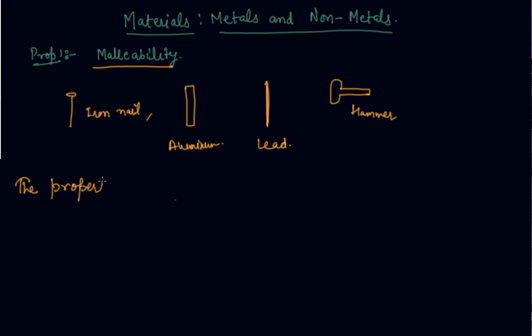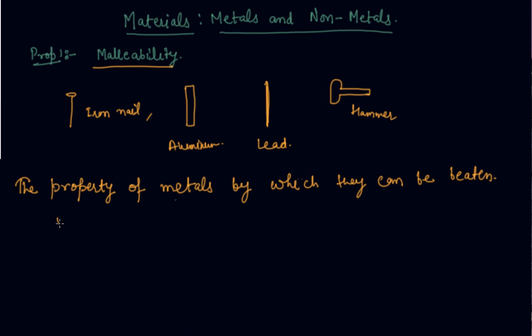The property of metals by which they can be beaten into thin sheets is called malleability. Okay students, as you constantly beat the iron nail, it will turn into a thin sheet. So this property is called malleability. Let us come to the next property.